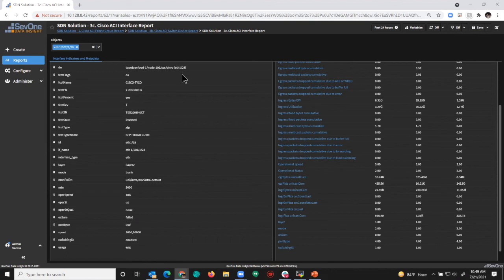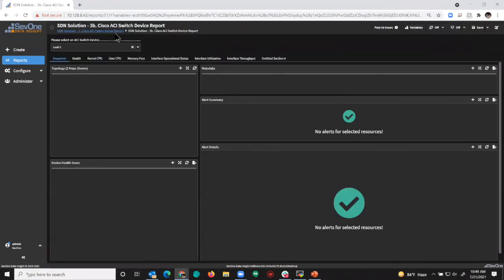So now that we've gathered that information, you can build reports and say, tell me how many 40G ports are enabled, that kind of stuff. So this is a little delve into everything that we're collecting at the interface level for ACI. A lot of stuff there.